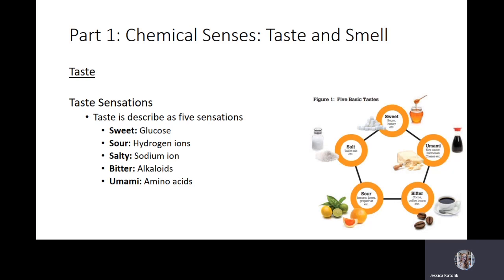So this is going to be found in things such as meat and tomatoes and Parmesan cheese. So things that have that very savory kind of flavor are going to have that umami sensation, because we're going to be detecting those amino acids in that food.